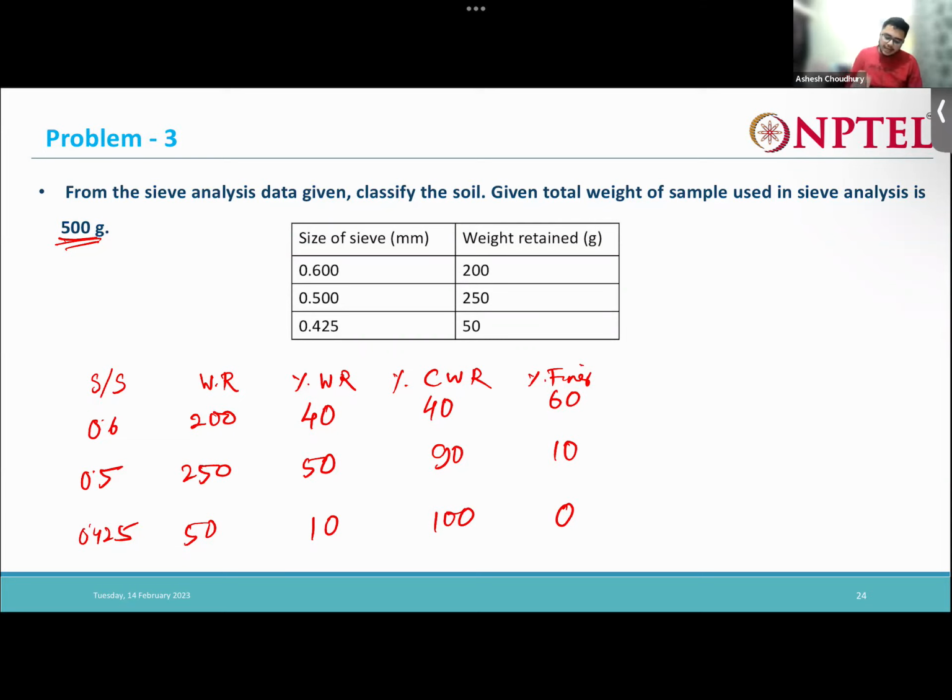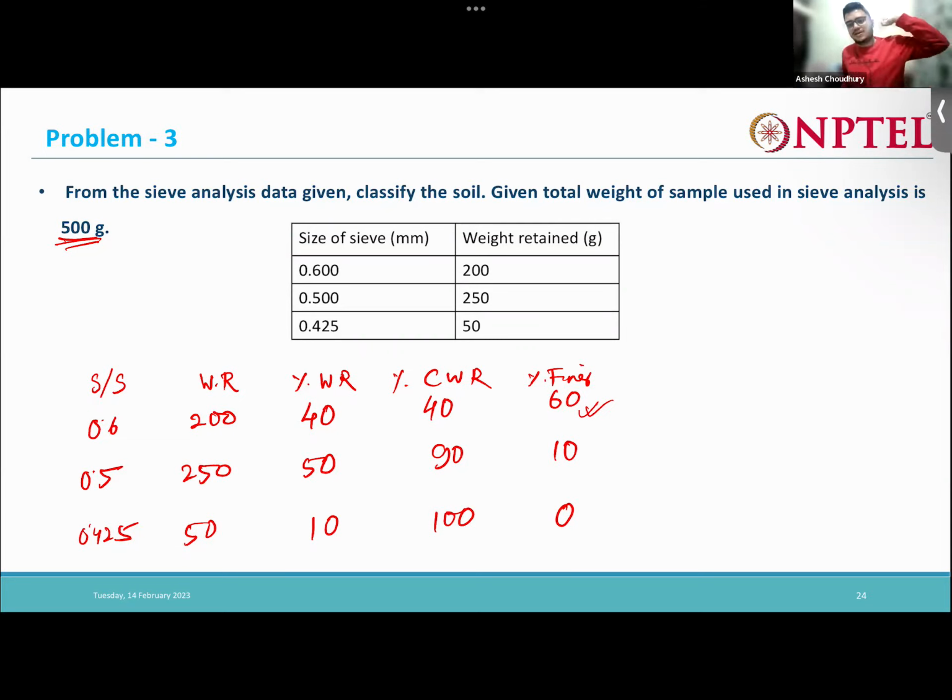Now you can see that more than 50% is passing through our 0.6 mm sieve. So the soil will be sand. More than 60% is passing through the 0.6 mm sieve. But wait, it will be either sand, or why cannot it be clay? It can be fine-grained also, clay or silt. How are you saying that it can be only sand?